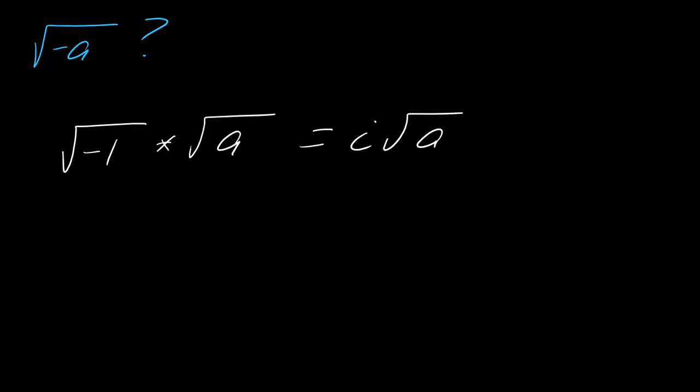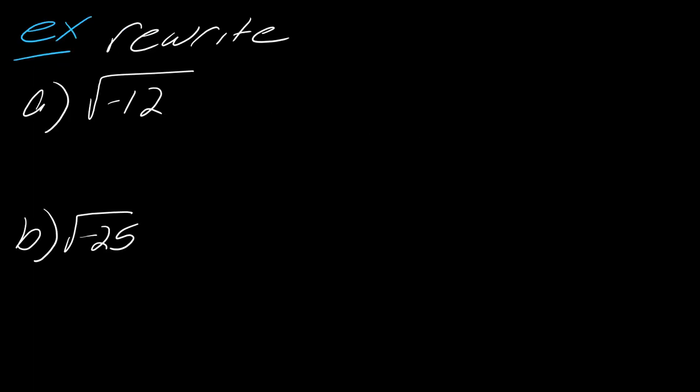Now, something that is often forgotten when you're working with square roots of negative numbers is that the square root of a negative number really means the square root of -1 times the square root of that number. And remember, the square root of -1 is just i, so this would become i times the square root of a.